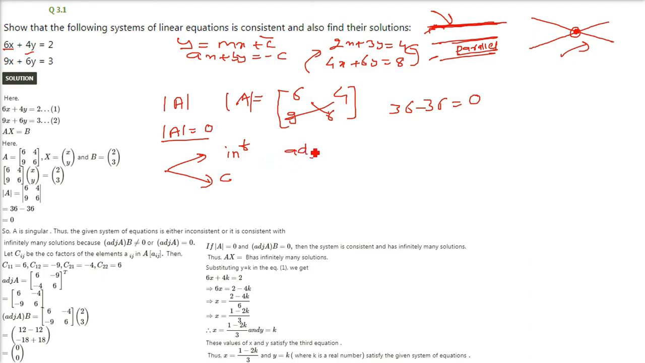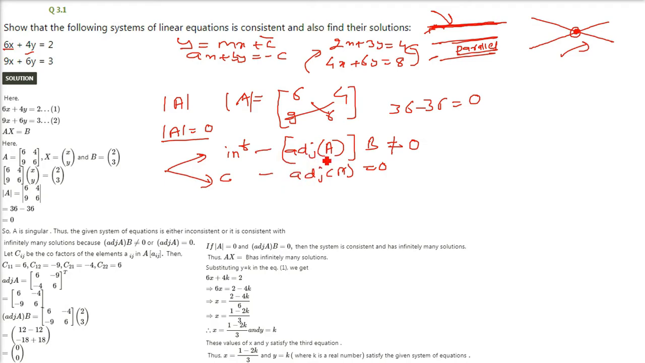So what we'll do here is, the second case, adjoint A into B we'll find out. We'll find out the adjoint of the matrix. Then we'll multiply it with the B matrix, and then we'll see whether it comes to 0 or not. If this adjoint A into B is not coming to 0, then we say that the system of equations is inconsistent.